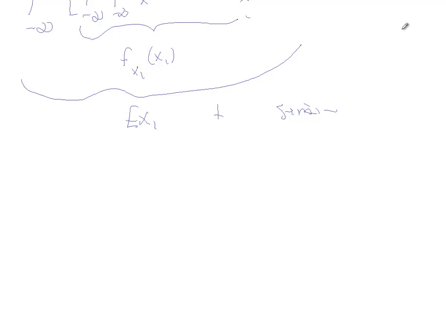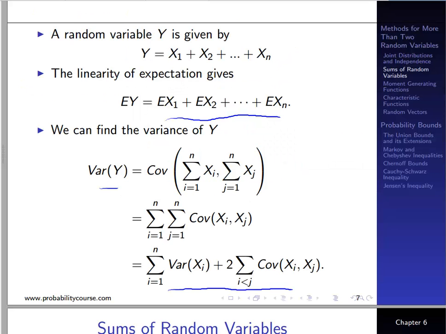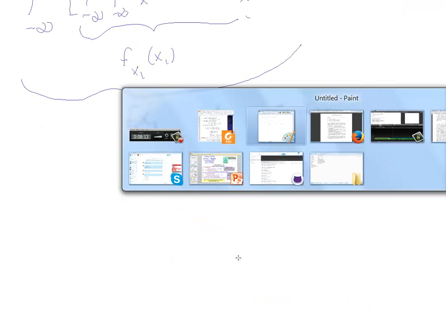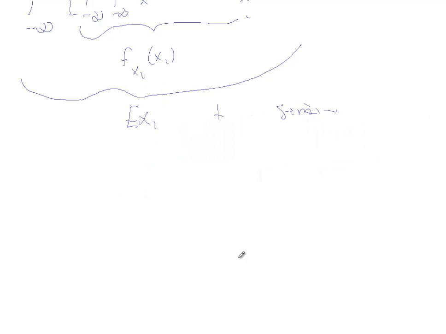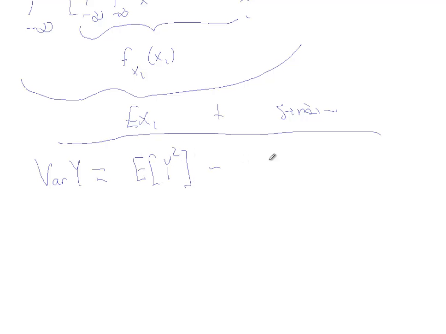Now we also have an expression for the variance. And let me get there, right here. Okay, so this is a little more complicated. Let me show you how to do that. Remember what variance is. The variance of y. The easiest formula to use is the expectation of y squared minus the expectation of y, squared.